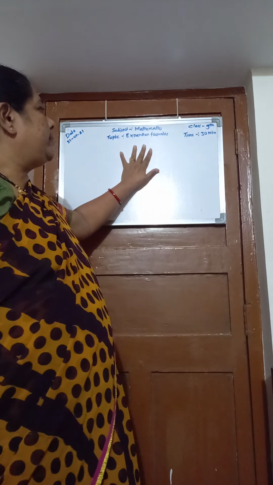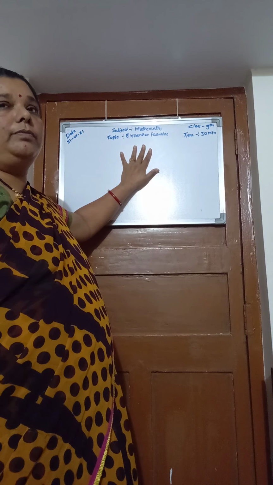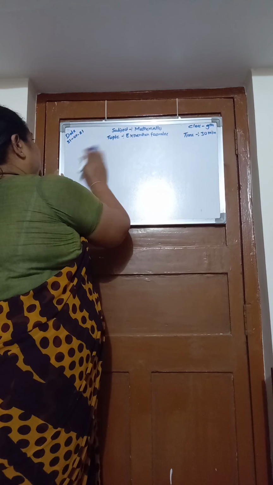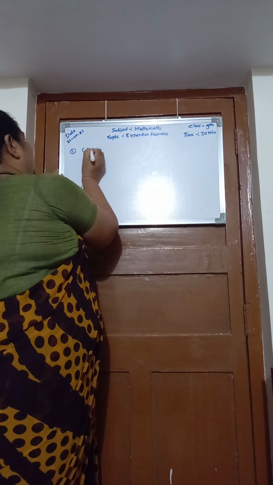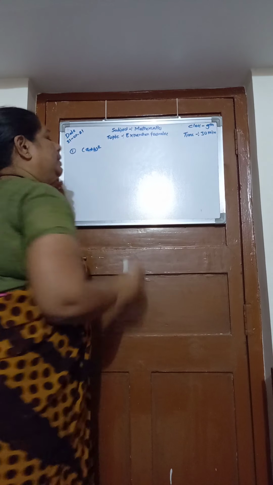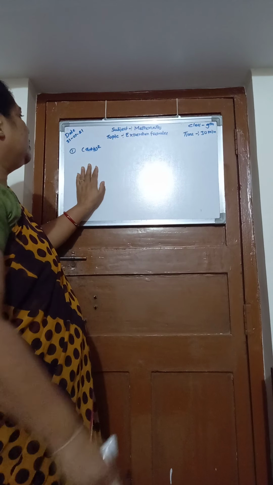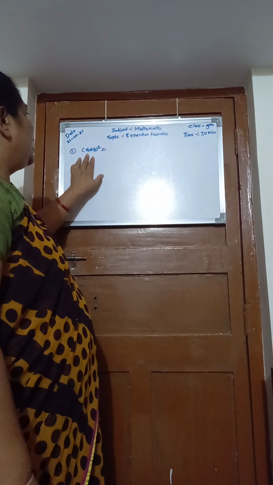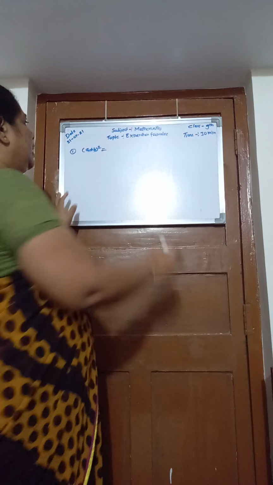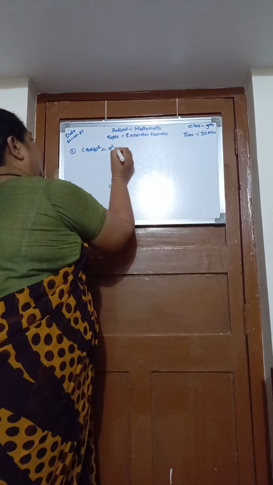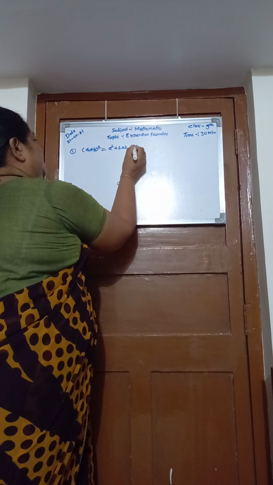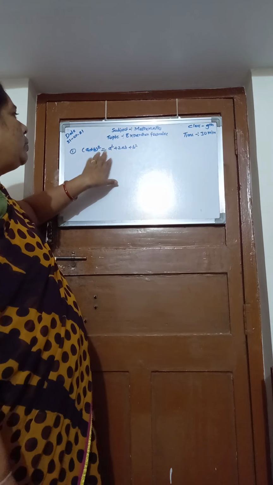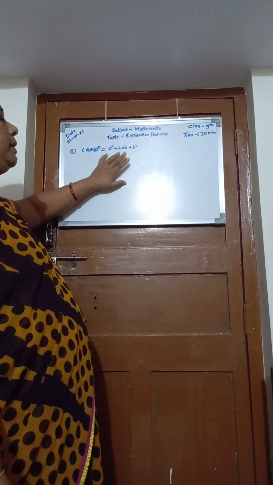Okay. First we will revise which formulas you know. The first is a plus b whole square. Who will tell me the formula for a plus b whole square? Correct. a square plus 2ab plus b square. Okay, this formula you know very well: a plus b whole square equal to a square plus 2ab plus b square.